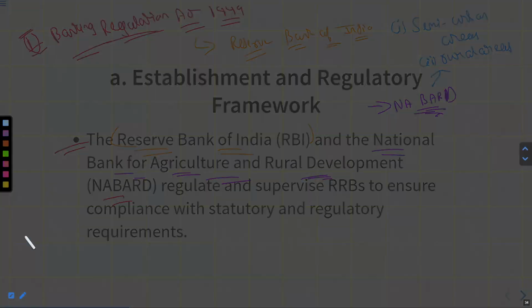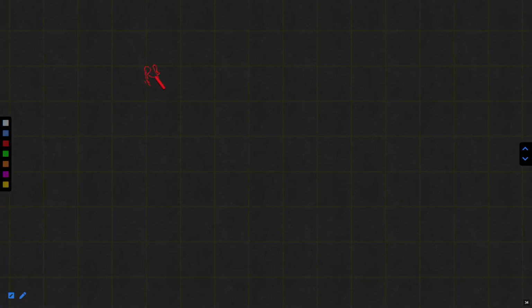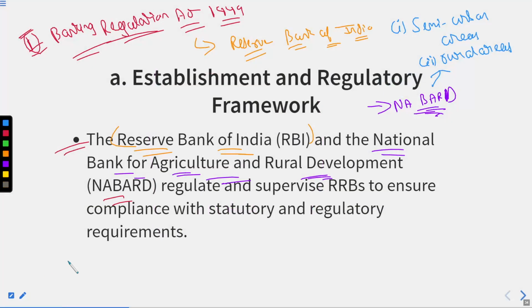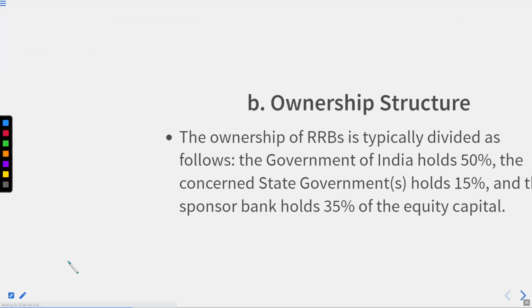Got it? So you can say the Reserve Bank of India is the supreme authority to control the banking sector. Then comes NABARD, which is maintaining the banking in the regional or rural areas. Then comes the RRB, or the regional rural banks. So this is the hierarchy chart. Got it? Now, let's move forward.